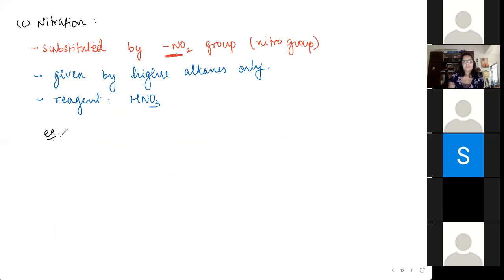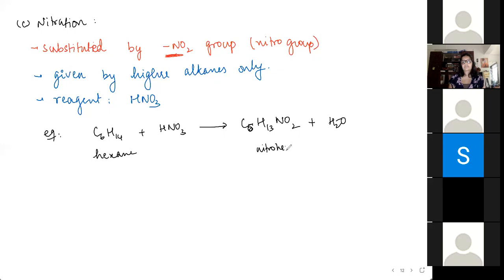For example, if we look at C6H13, it's pretty simple. Again, it will be substituted somewhere in the middle. Generally, you get 6, 13. We start off with a hexane, and we're going to get nitrohexane. Simple. Substitution by NO2, reagent used is HNO3.